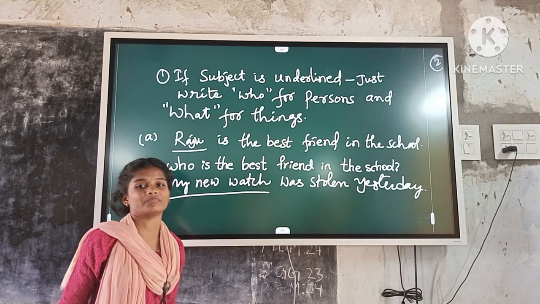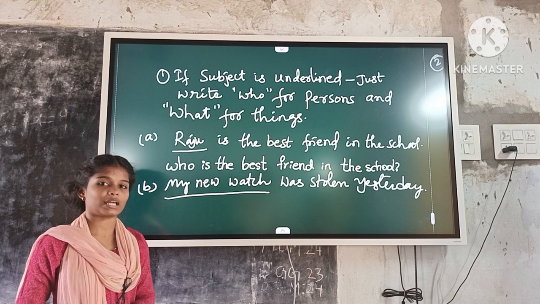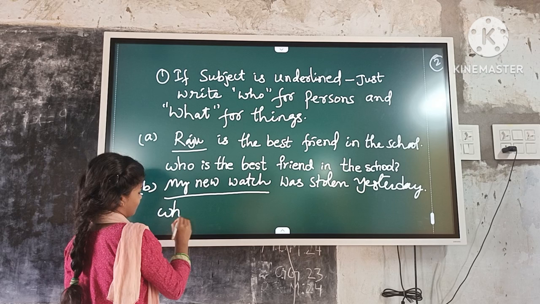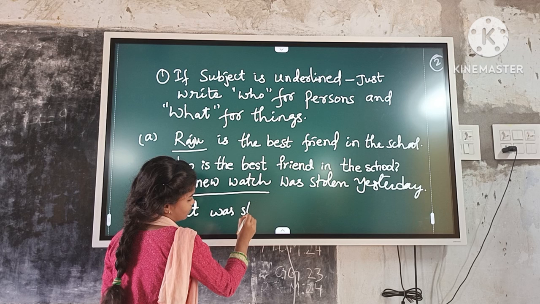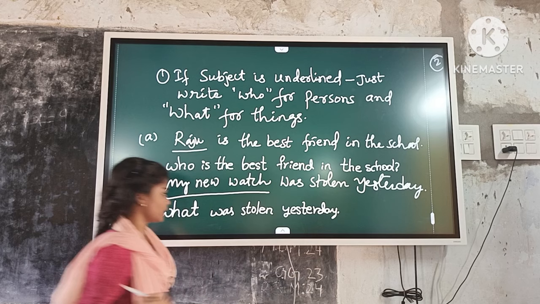Second example. My new watch was stolen yesterday. Here, the underlined part is the subject. The subject is a thing, so the WH word is what. So, the answer is: what was stolen yesterday?